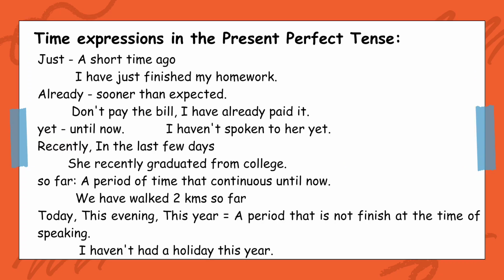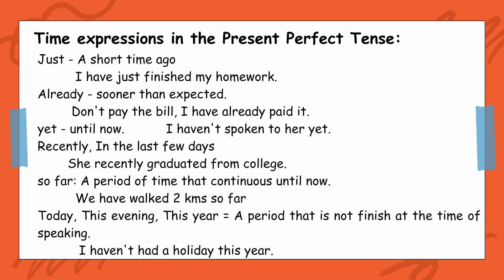Time expressions in the present perfect tense. Just means a short time ago. Example, I have just finished my homework. Already means sooner than expected. Example, don't pay the bill. I have already paid it. Yet means until now. Example, I haven't spoken to her yet.